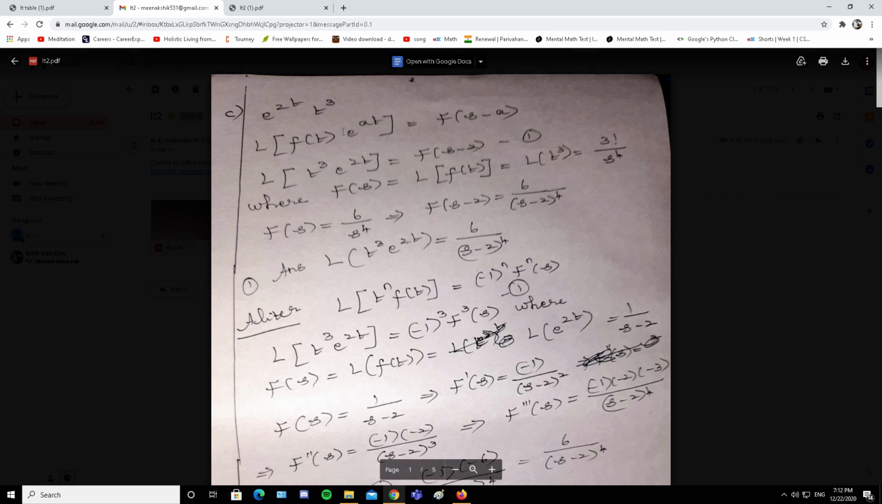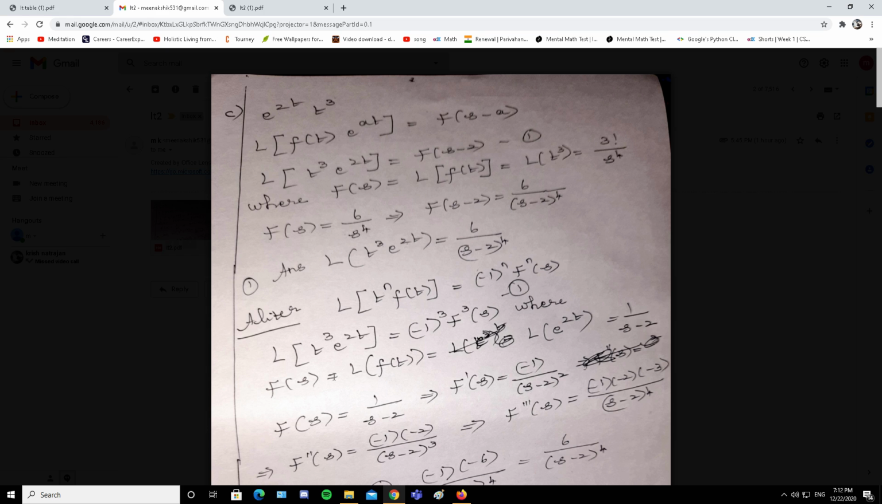Now we will discuss the same problem using transform of derivative. So what is the formula? Laplace of t power n f of t is minus 1 whole power n F n of s. So here you have Laplace of t cube e power 2t. t cube means n is 3. So minus 1 whole cube F3 of s. Call this 1. F3 of s means you have to find the third derivative of F of s.